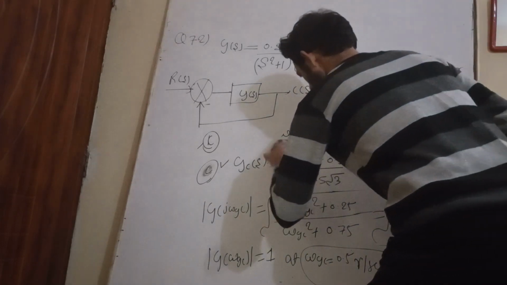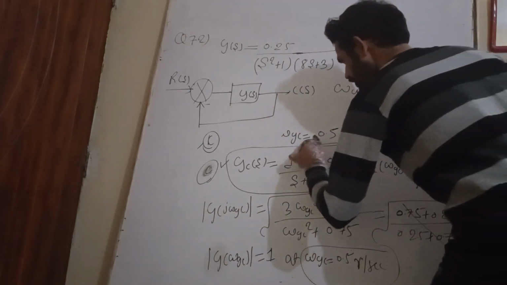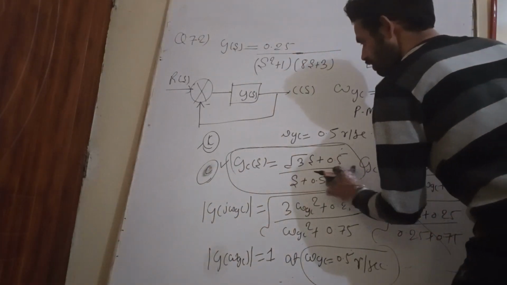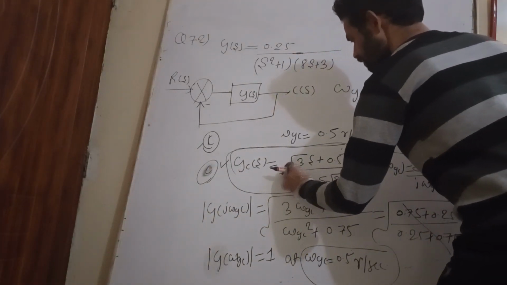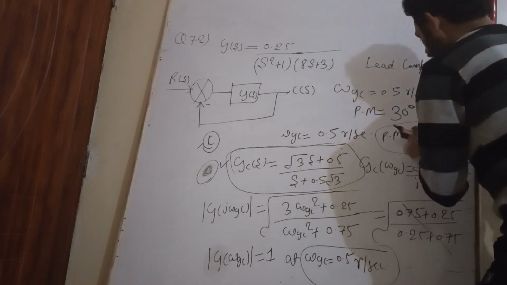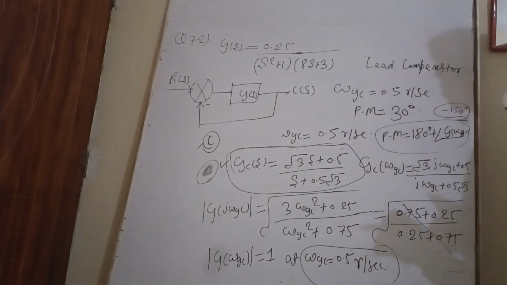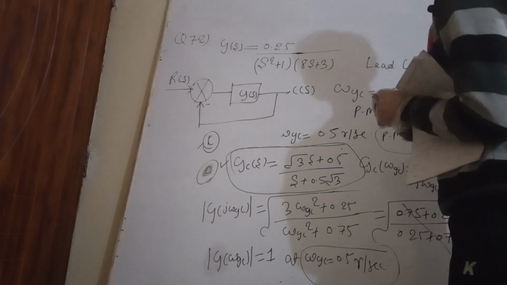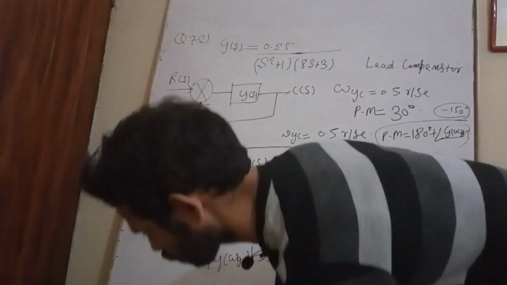So this is my lead compensator, which will give a gain crossover frequency of 0.5 radian per second and a phase margin of 30 degrees. Okay, so that's all about this question number 72.